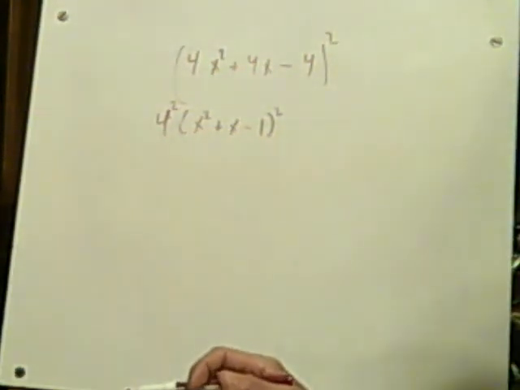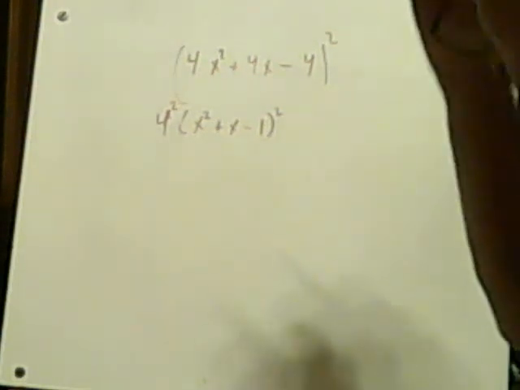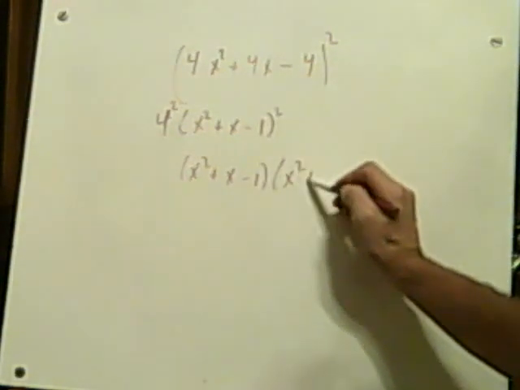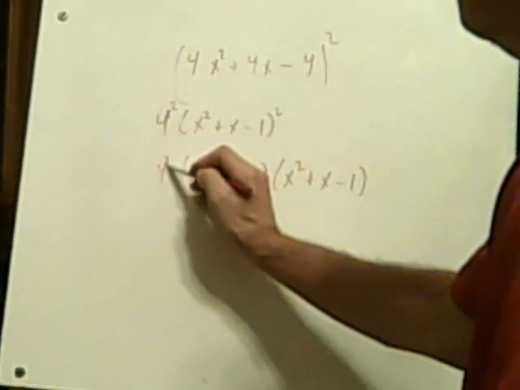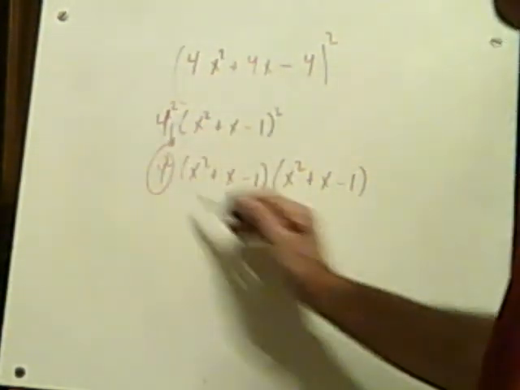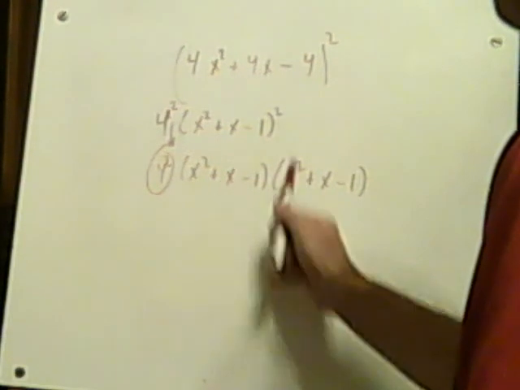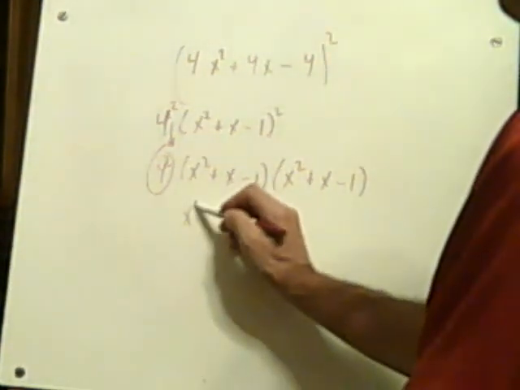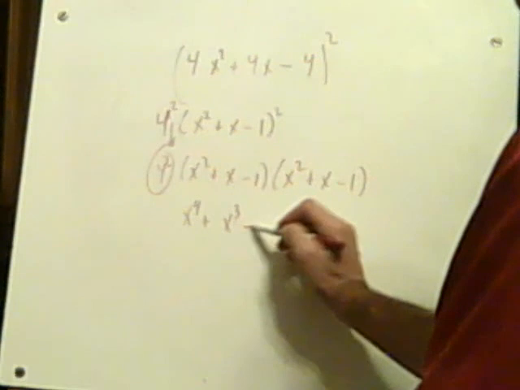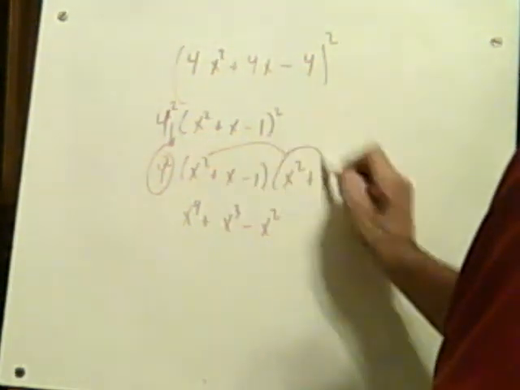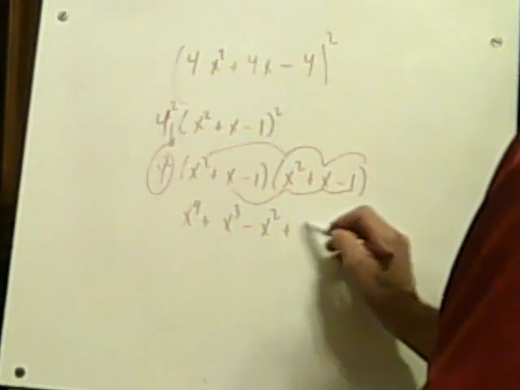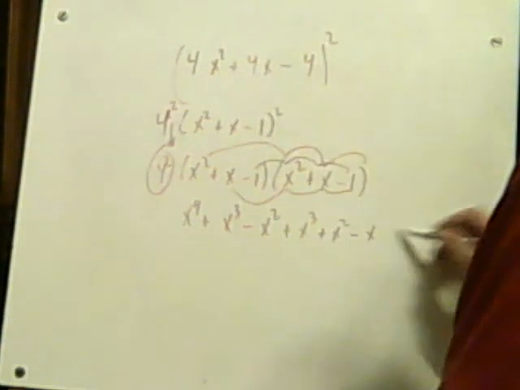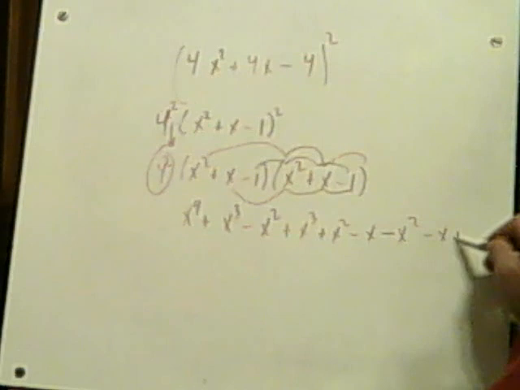Now, they didn't give us a formula for the product of a trinomial. So this is the first time we're going to do it. So I'm going to expand it out for you. This 4 squared, we're just going to add that in at the end. We're going to get our 6 terms here. It's actually going to be 9 terms, but it's going to compress down to a smaller number, possibly 6. Okay, let's go. x to the 4. Plus x cubed minus x squared. That's the first. Now plus x cubed plus x squared minus x. Now minus x squared minus x plus 1.